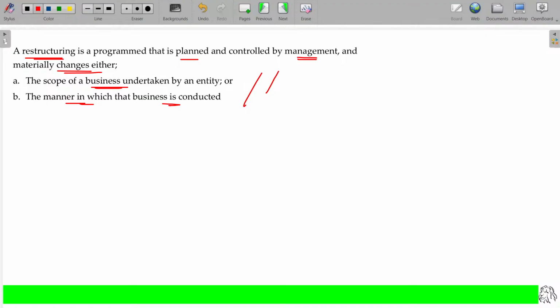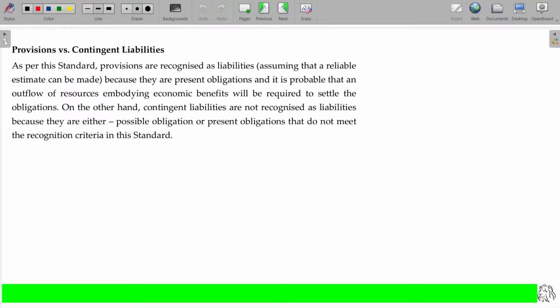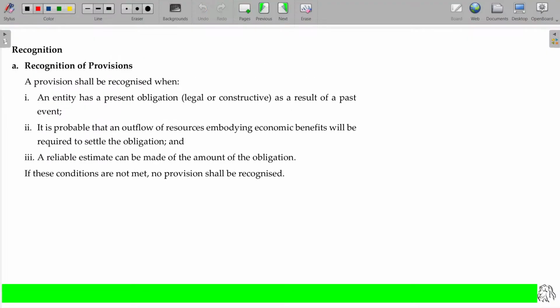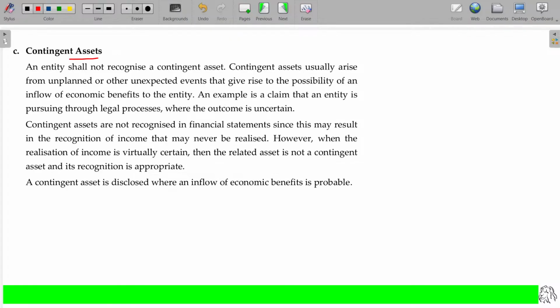Now, provisions and other liabilities. Already we discussed what provisions and other liabilities are, right? And provisions and contingent liabilities are also defined here. How do we recognize? In case of provision, how do we recognize the provision? Okay, provision, contingent liabilities, contingent assets.